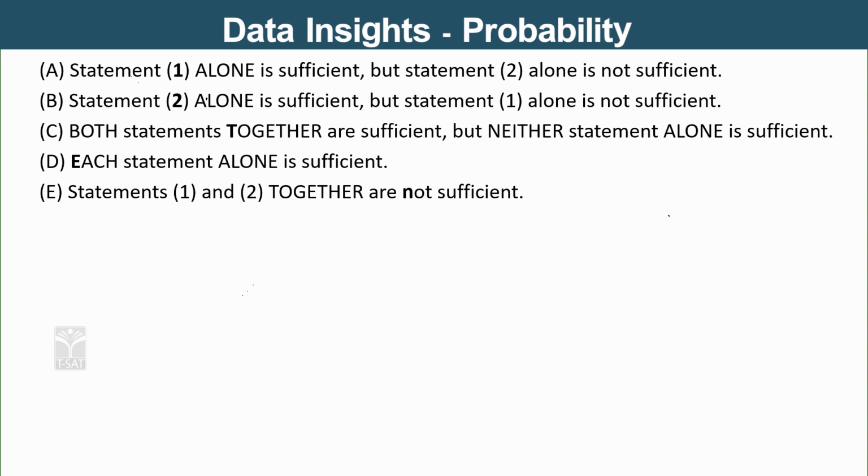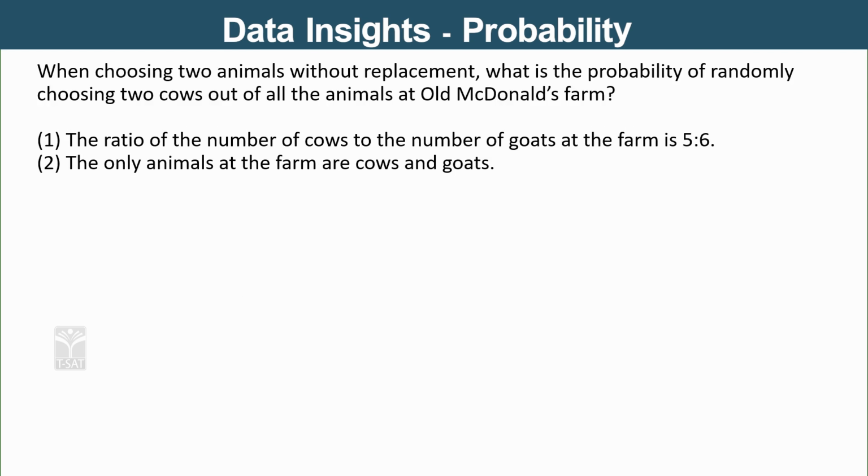So, let us look at today's problems. This is our first question. When choosing two animals without replacement, what is the probability of randomly choosing 2 cows out of all the animals at Old MacDonald's farm? Okay, statement 1 says the ratio of the number of cows to the number of goats in the farm is 5:6, and statement 2 tells the only animals in the farm are cows and goats.